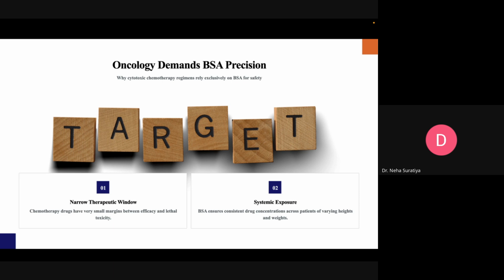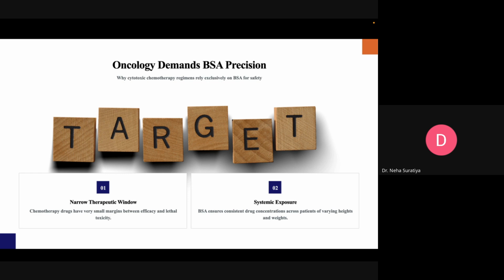Because cancer drugs directly affect what? Rapidly dividing cells, and even a small dosing error can lead directly to bone marrow suppression, severe infections, organ toxicity and whatnot. So in this scenario, BSA is very important. BSA dosing helps to standardize systemic drug exposure, how much drug exposure you need while treating the cancer patient across patients of different heights and weights, making chemotherapy safer and more effective if you are handling the BSA calculation. That is the importance of BSA.